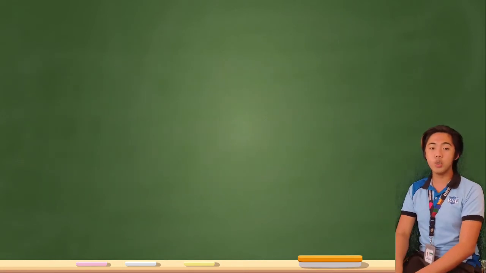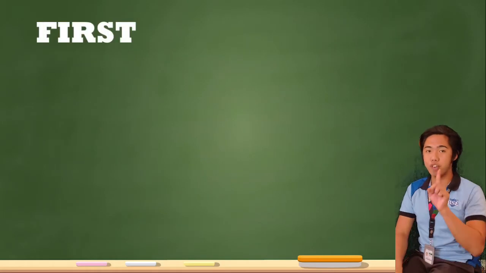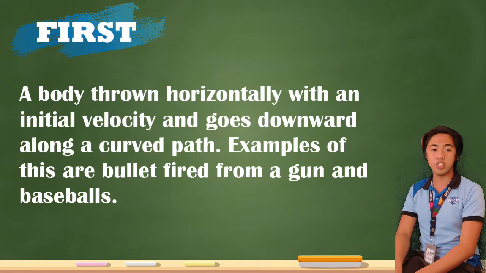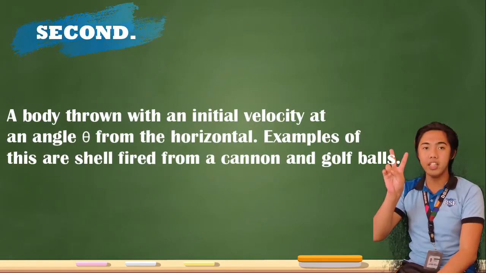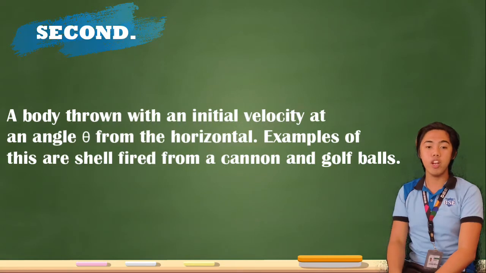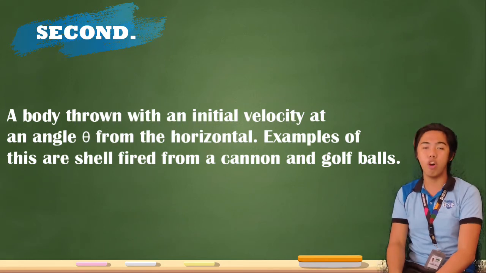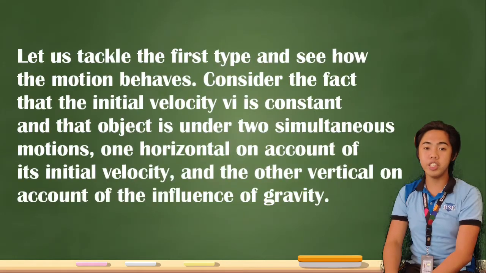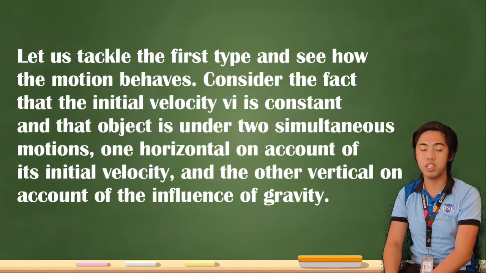We shall consider two types of projectiles. First, a body shot horizontally with an initial velocity that goes downward along a curved path. Examples of these are a bullet fired from a gun, and baseballs. Second, a body thrown with an initial velocity at an angle from the horizontal. Examples of these are shells fired from cannons, and golf balls. Let us tackle the first type and see how the motion behaves.